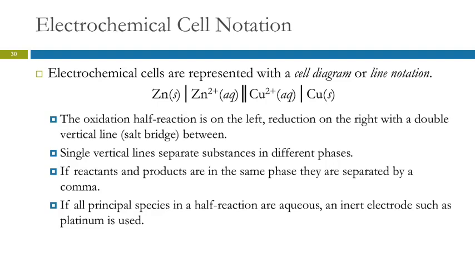If you have reactants and products like the copper ion and the copper solid that are in the same state, which can happen, maybe they're both aqueous, instead of a line, you're going to use a comma. If all of the species in the half reaction are aqueous, we have to use something for an electrode, because you can't hook a wire onto these ions in solution, and you have to be able to hook a wire onto something in there. So you use an inert electrode, a metal such as platinum that's not going to react, but just allows a place where the electrons can get transferred.